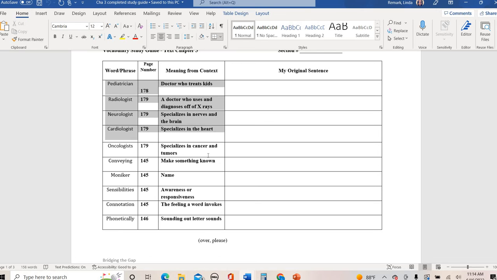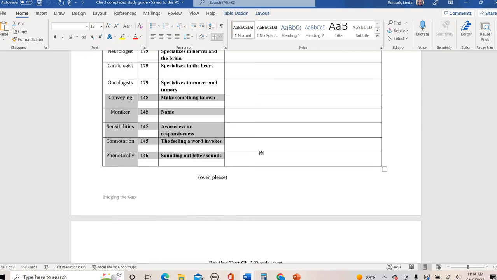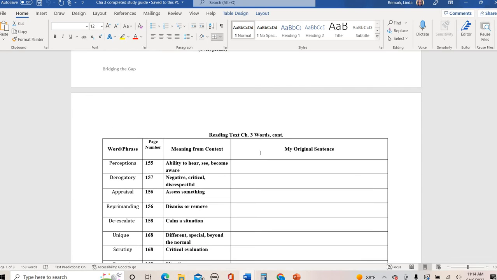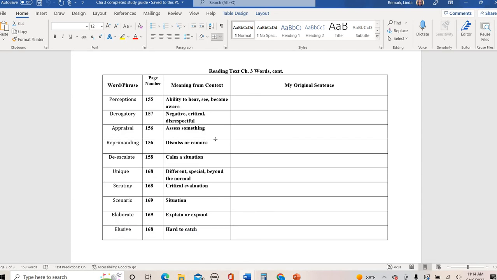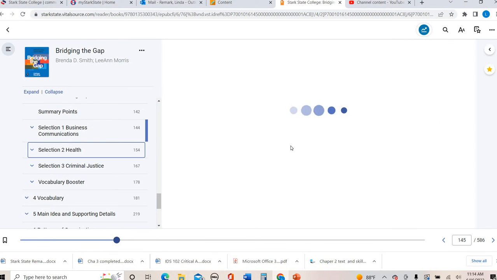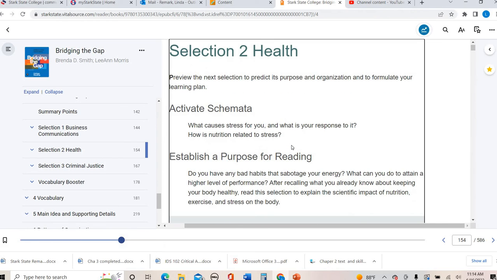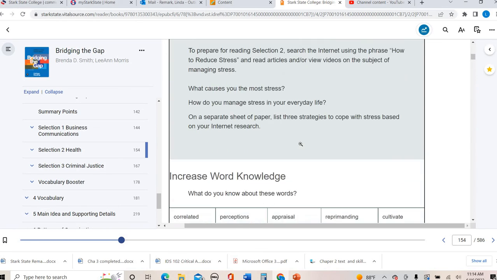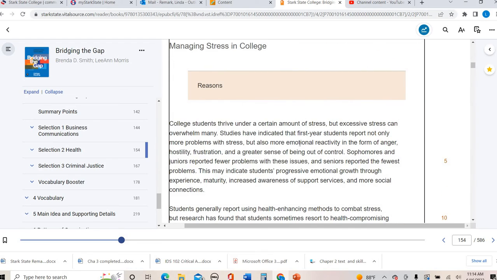Again, these words come from your vocabulary booster. These words come from selection number 1. All right, looking on the back side, or in this case, just scrolling down, our next set of words from perceptions down to de-escalate. These come from selection number 2. So this is the stress selection. So again, if you already watched your chapter 3 assignment video, you would see that this is the managing stress selection. So if you haven't read the selection yet, or you have, you can just review these words or see how they're used in the context here.